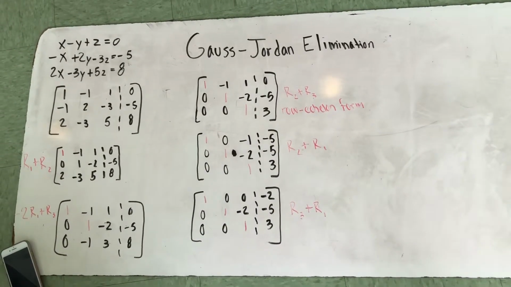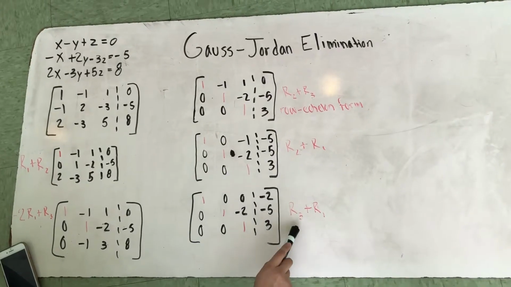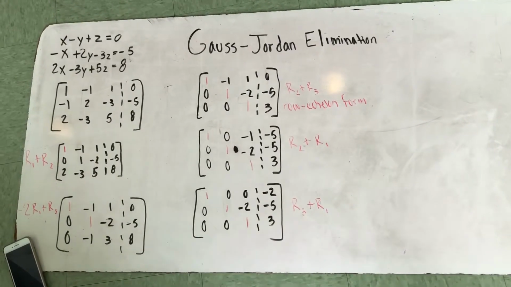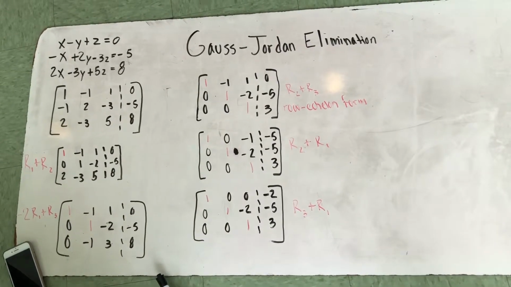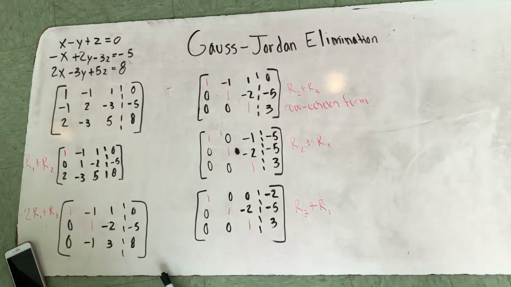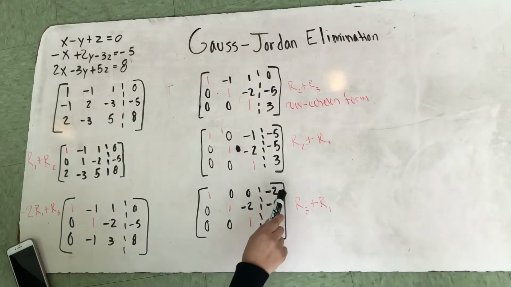So the next step we did was add row 3 to row 1, which is what gave us 0 there, and then we added 3 plus negative 5, which gave us 2.